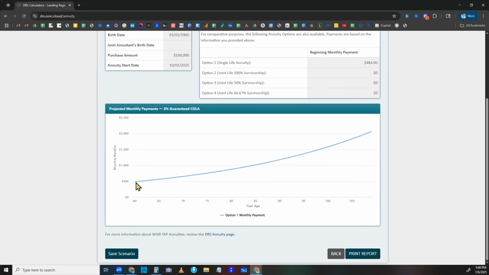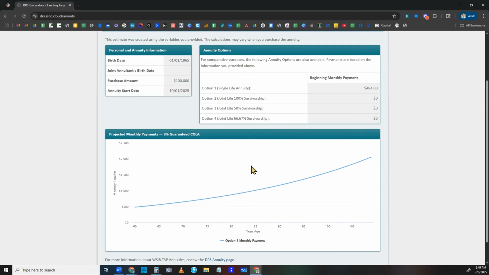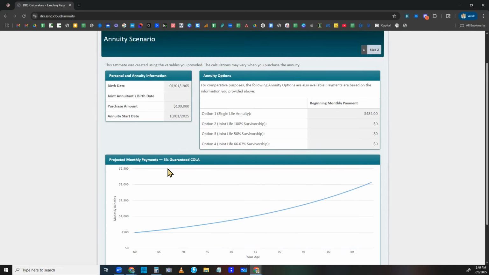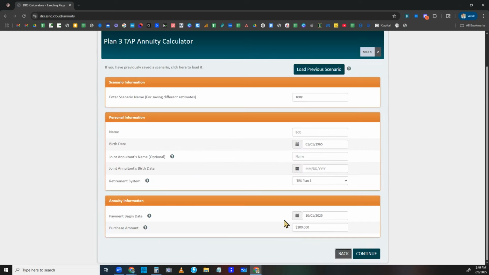Now down here, you'll see the graph. It's not the cleanest or most detailed, but the whole point is with the 3% guaranteed cost of living adjustment, this is going to keep rising. So you see here, this is 484. By the time we turn 65, if we're getting over $500 per month, we hit 1,000 somewhere before our 85th birthday. We'll essentially double our payment within the next 25 years. All right, so that's how you use the calculator, and that's how much you get, per $100,000 under the current rates right now.